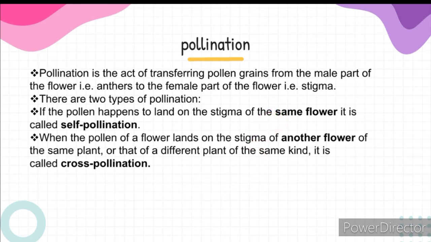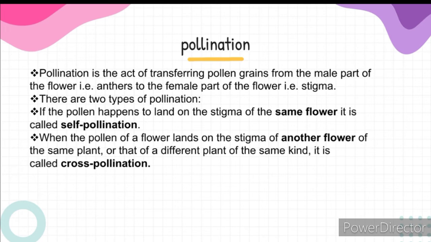Anthers are the male part while stigma is the female part. Now what is going to happen? The pollen grains are going to transfer. They are going to transfer from male to the female, female to the male. Simple. Now there are two widely known types of pollination, that is self-pollination and cross-pollination.